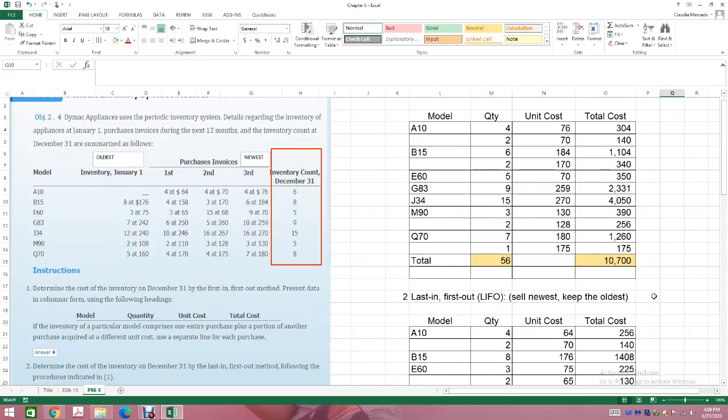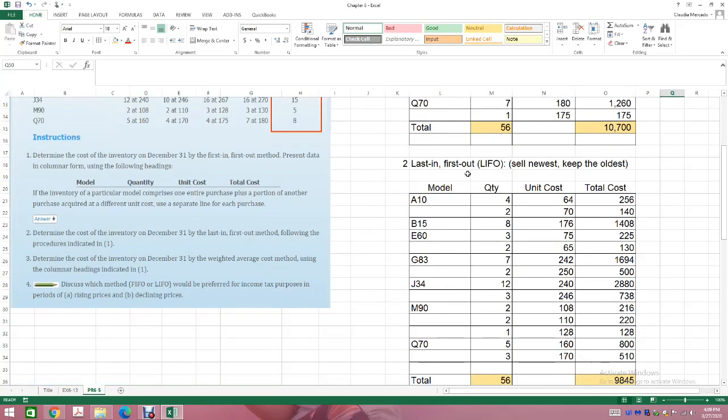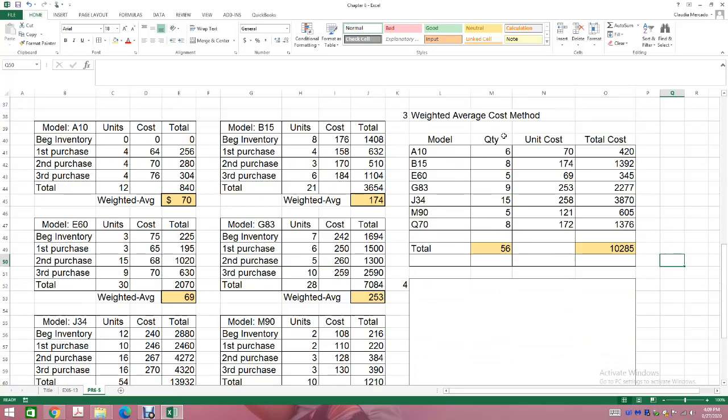Okay, so we have calculated the ending inventory value using FIFO, LIFO, and weighted average. Under FIFO, I had 56 units valued at $10,700. You sell the oldest, you keep the newest. Under last in, first out, we sell the newest and we keep the oldest. We had 56 units at $9,845. And then the weighted average cost method, we have once again 56 units valued at $10,285.